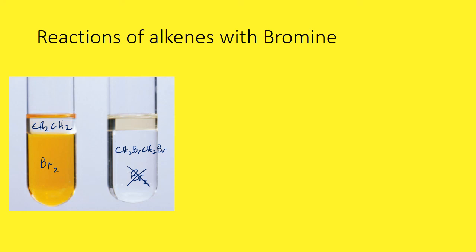Okay, so we're going to have a look at the mechanism of this reaction. As we've done before, let's draw out our alkene, because we're going to have to draw a curly arrow from that double bond, aren't we? And let's put our bromine molecule down here.